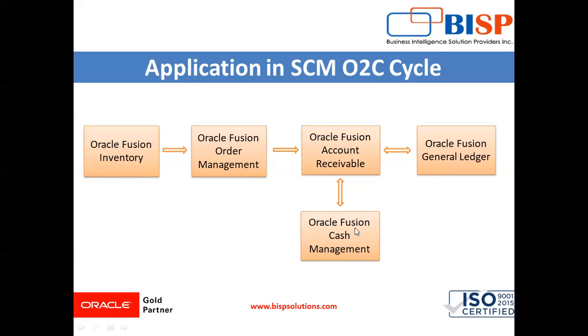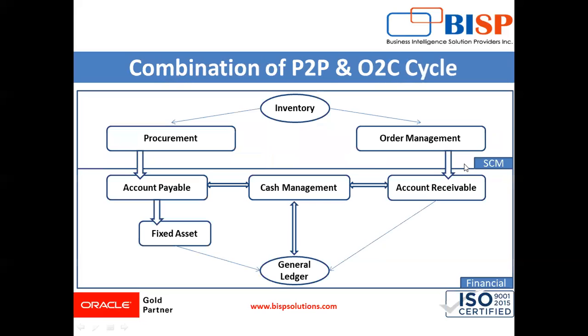Next is Oracle Fusion Cash Management. This is for bank statement reconciliation purposes. And here is Oracle Fusion General Ledger. This is for financial report generation. Okay, so in the next slide we see the combination of the P2P and O2C cycles, procure to pay and order to cash. So now we will see two cycles at a time.